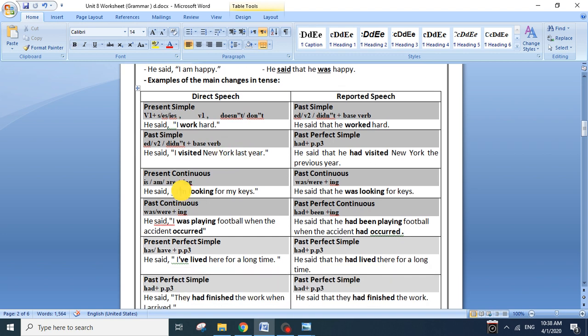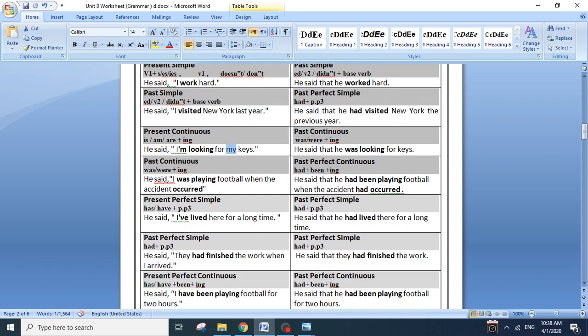Present continuous, the same thing. He said that I into he was looking for his keys. You have to change my from first person pronoun into third person pronoun.